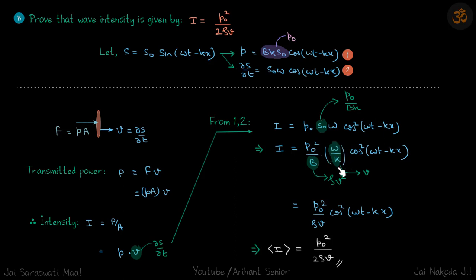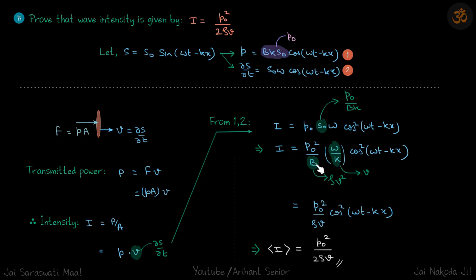Now, omega by k is velocity and B is rho v square. Now just one note so that you don't get confused. This velocity is different from this velocity. So this is the particle displacement velocity and this velocity is the wave velocity. So I hope you don't get confused. So this V is ∂S by ∂t and this V is velocity of the wave.